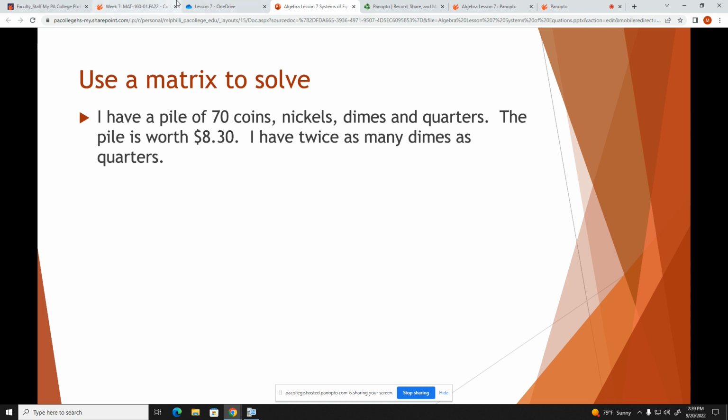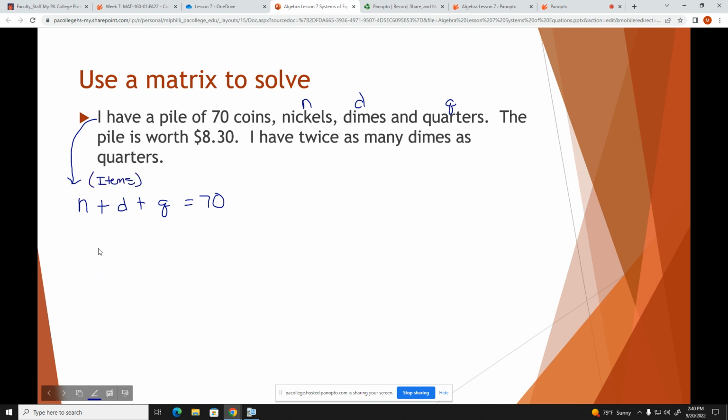So we have talked about solving word problems previously, and we have mentioned making an items equation and then a value equation. So this first sentence, I have a pile of 70 coins, and I'm going to use N for nickels, D for dimes, Q for quarters. And I know that if I take the number of dimes and nickels and quarters and add them all up, so N plus D plus Q, I'm going to have 70 coins on that pile. So this is our items equation.